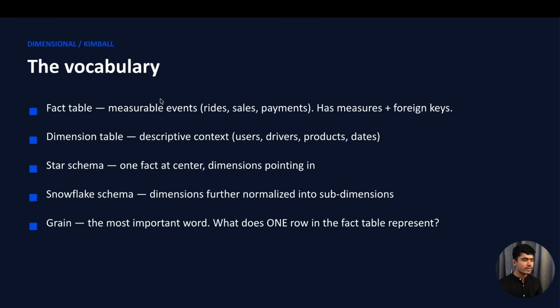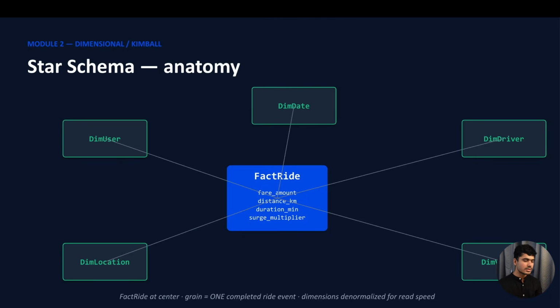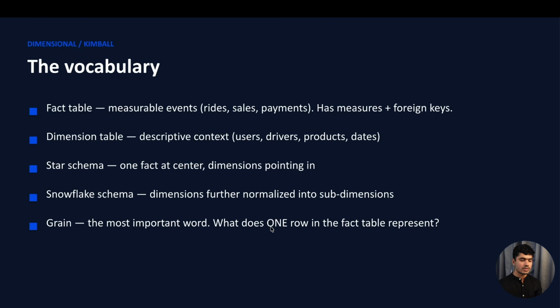So this is the vocabulary we need to understand. A fact table is a measurable event like rides, sales, the information that you can measure. A dimension table is descriptive text: user table, driver, product information. There are 2 ways you can create a dimension table in dimensional modeling. Star schema: one fact table at the center and dimensions pointing to it. Snowflake schema: dimensions normalized into sub-dimensions. And grain matters because this is the grain on which you will be running your analytics.